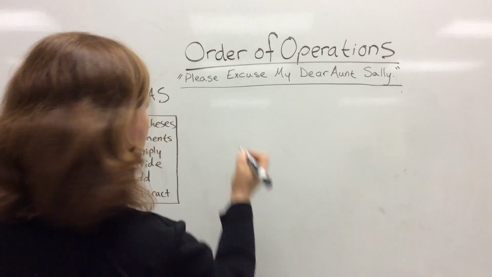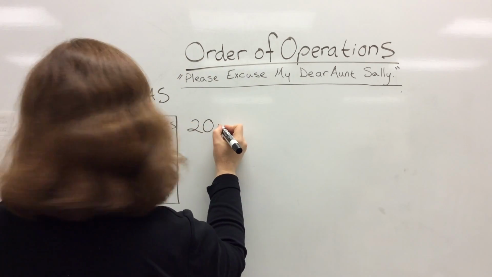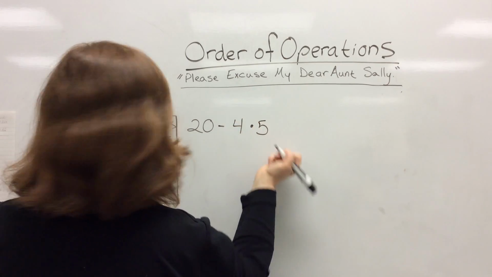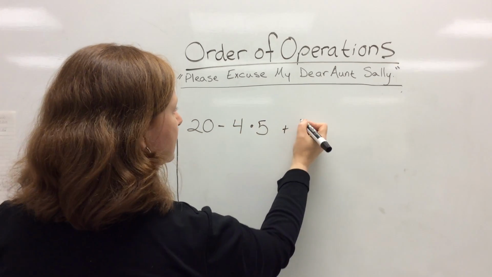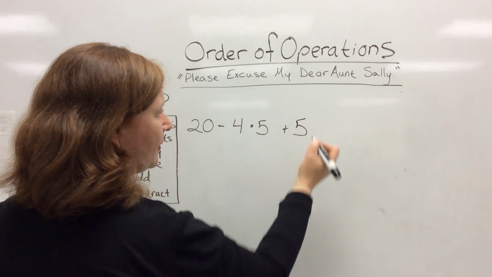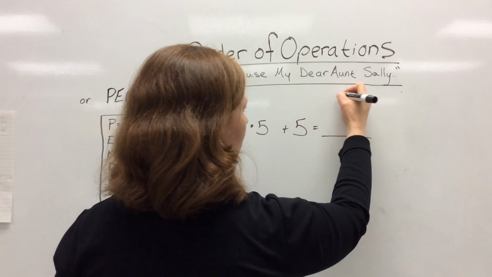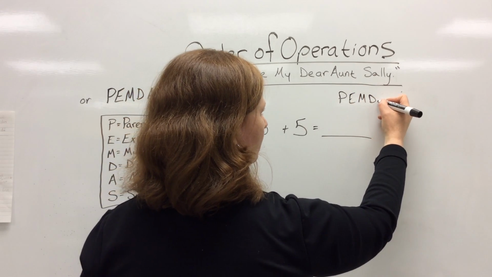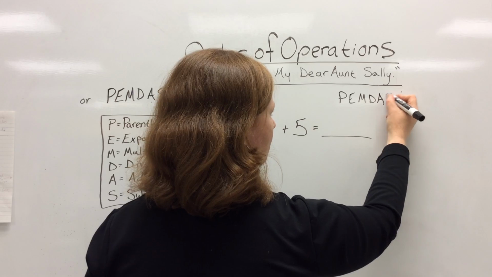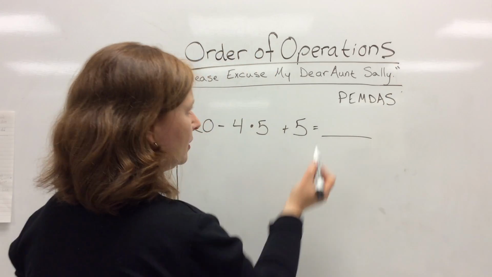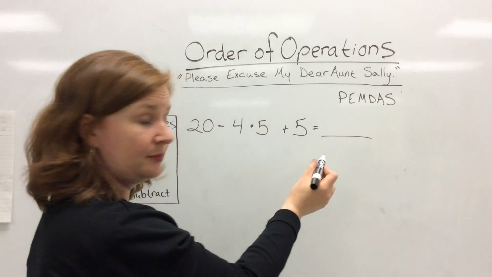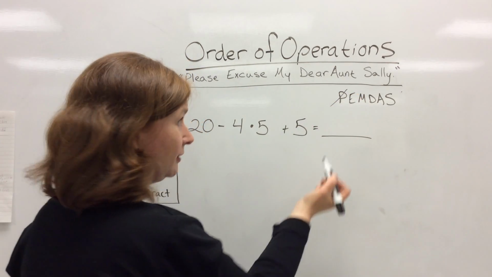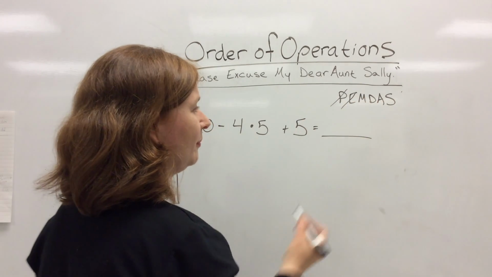The next one is 20 minus 4 times 5 plus 5. I'll write PEMDAS in the corner to help me remember my order of operations. P is for parentheses. I have none, so I'm done with that step. E is for exponents. I have none, so I'm done with that step.